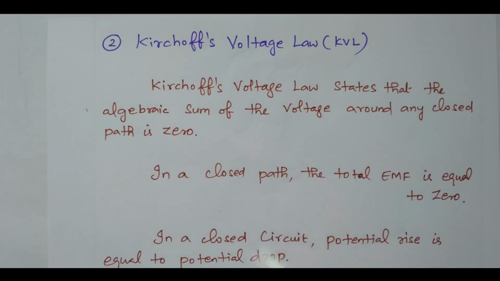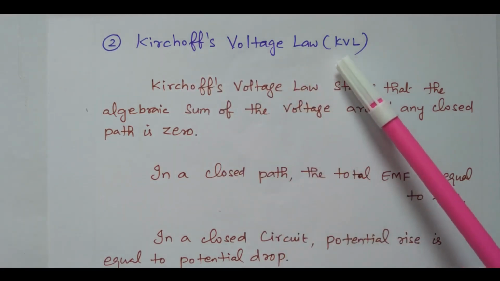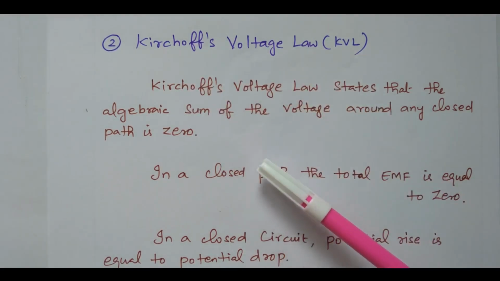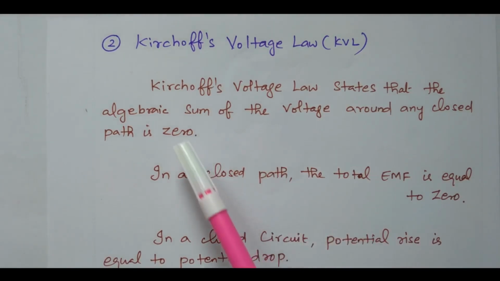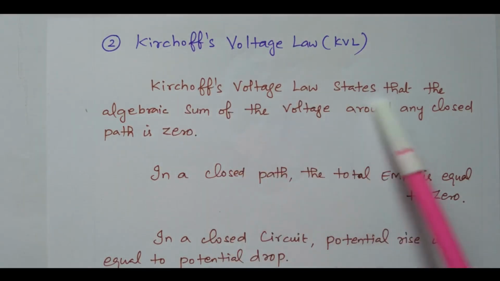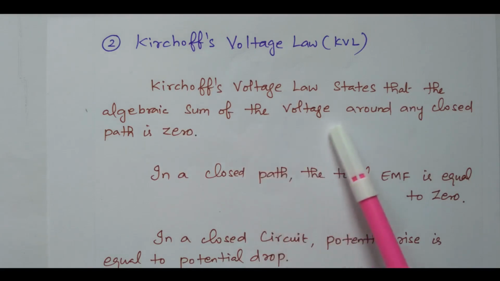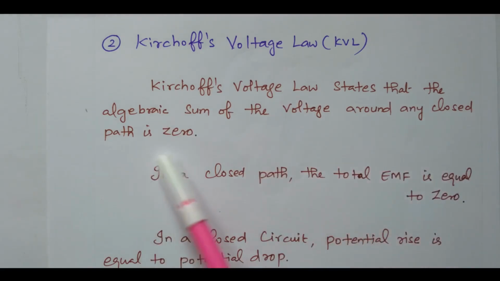Now we'll see Kirchhoff's voltage law, KVL. It is also called KVL, Kirchhoff's voltage law. What is the statement given by Kirchhoff's voltage law? The algebraic sum of voltage around any closed path is 0. If we consider any closed path, the voltage around the closed path is 0.